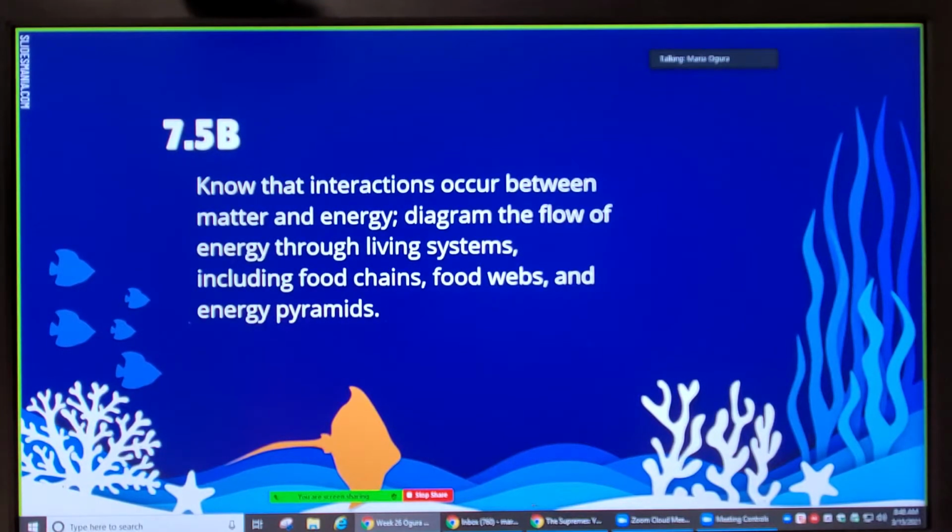Diagram the flow of energy through the living systems. So they want you to know that interactions happen between matter and energy. They want you to be able to diagram, to draw the flow of energy through living systems. That includes food chains, and then they become food webs. And then you have to apply to something we call an energy pyramid. It's just another way of looking at food webs, okay? And you'll discover what all of that is.